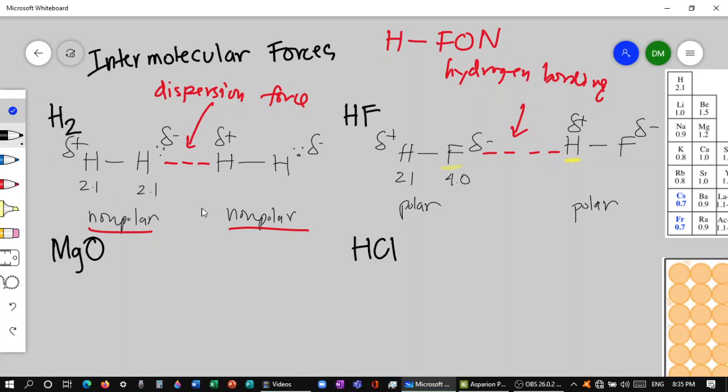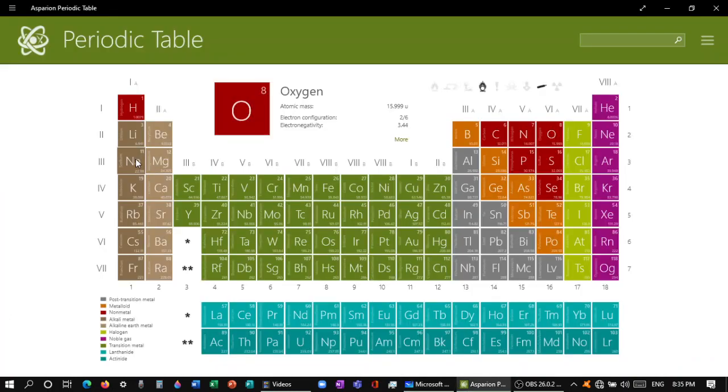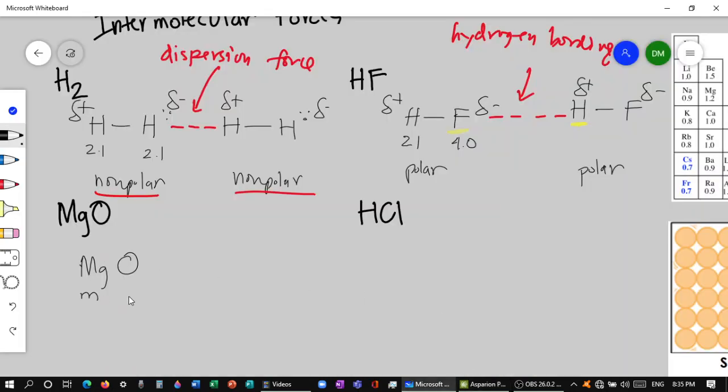Let's take magnesium oxide or MgO. It's composed of magnesium and oxygen. Magnesium is a metal and oxygen is a nonmetal. Therefore, this one is metal plus nonmetal. Therefore, this one is an ionic bonding. In ionic bonding, the magnesium will transfer electrons to oxygen. After the transfer of electrons, oxygen becomes negative because it receives the electrons, and magnesium becomes positive.